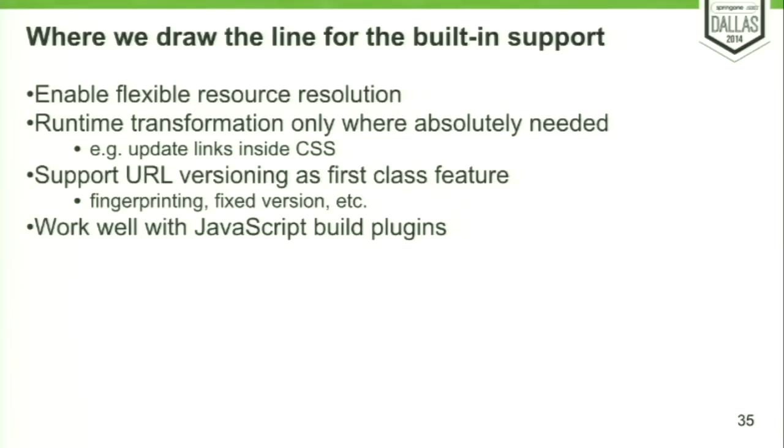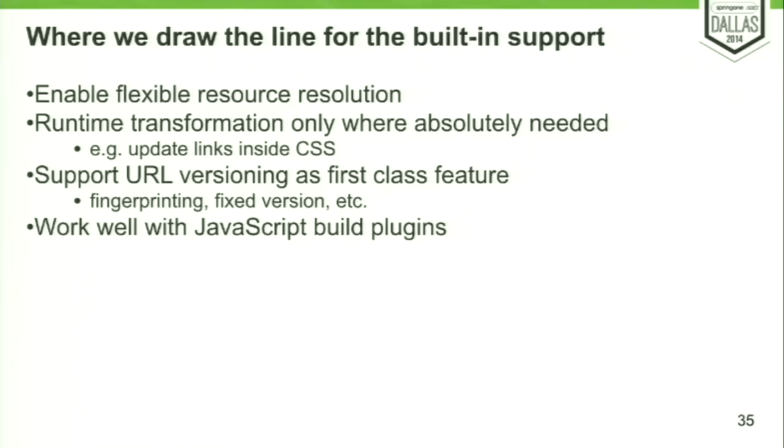And that runtime transformations are really, we're going to limit ourselves to doing any kind of runtime transformation only where we absolutely need it. So for example, if we talk about versioning of URLs, which is absolutely a feature for the server side, then we have to be able to transform CSS files in order to insert versions into their links. So that's an example of where we have to do transformation. But we're not going to build transformers for doing concatenation or minification. That's really where we've decided to draw the line with what we provide.